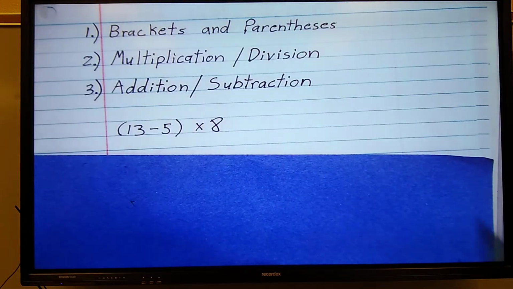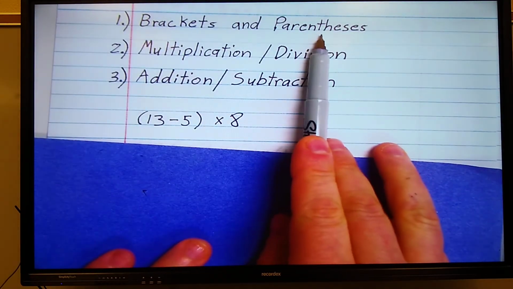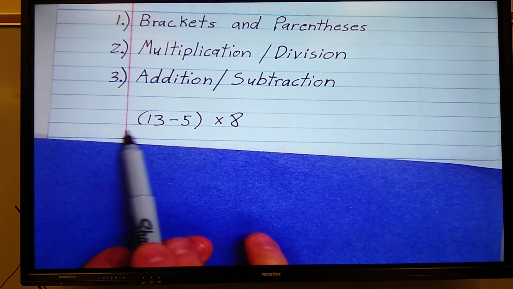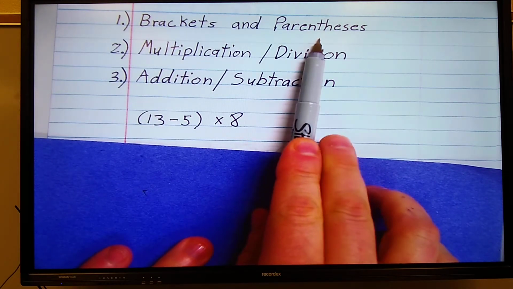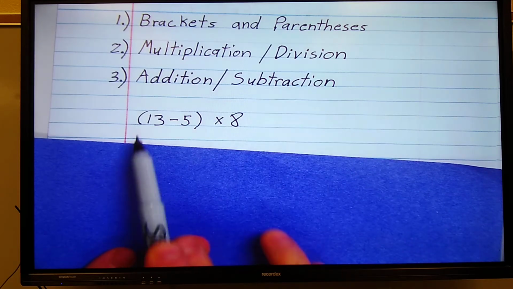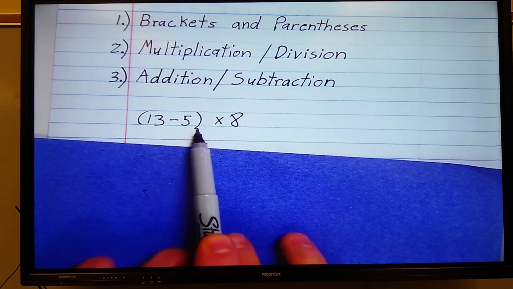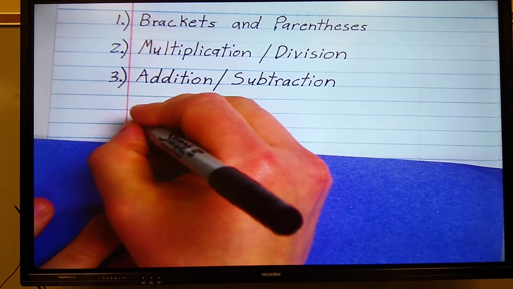Now, look at the rules. Brackets and parentheses are first. Do I have any brackets in this problem? I do not. Parentheses. Do I have any parentheses in this problem? Yes, I do. 13 minus 5 is in here. So, I must do that one first. 13 minus 5. So, I'm going to mark this out.